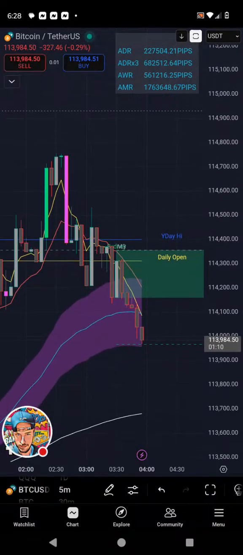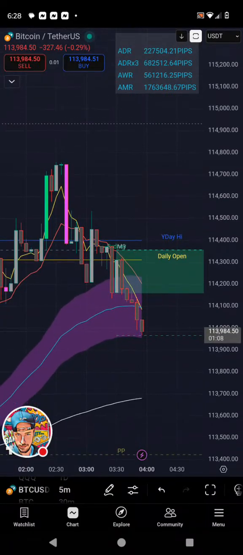Okay, BTC has broken below its 50 EMA. So BTC has broken below its 50 EMA, and that's what we're seeing happen right now. That's why.